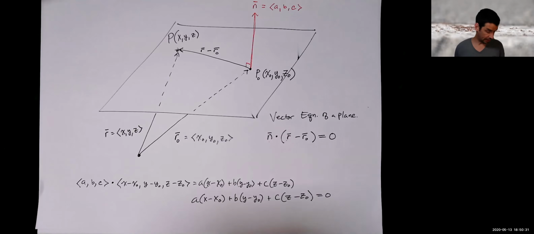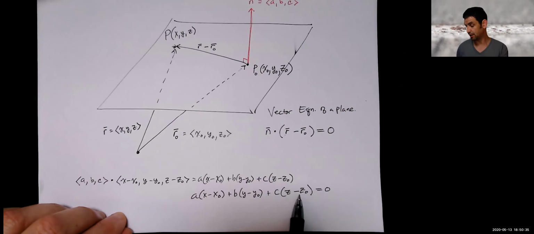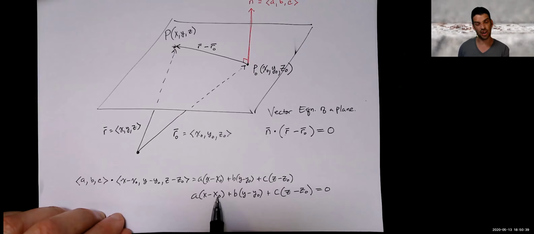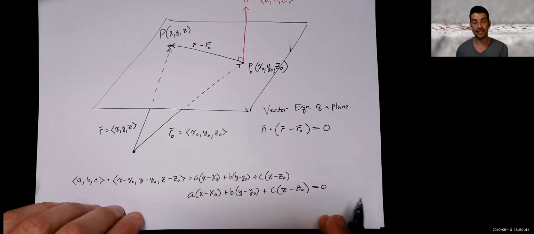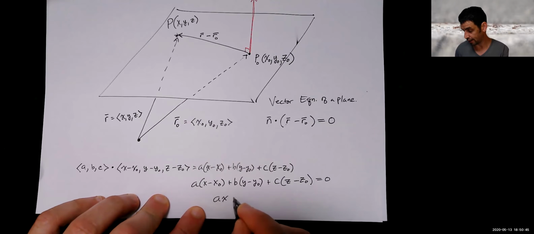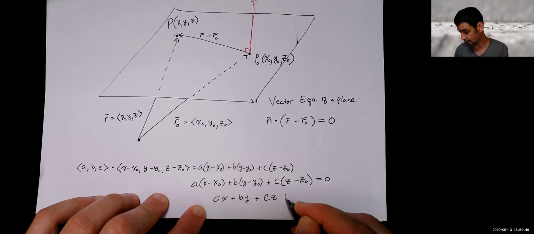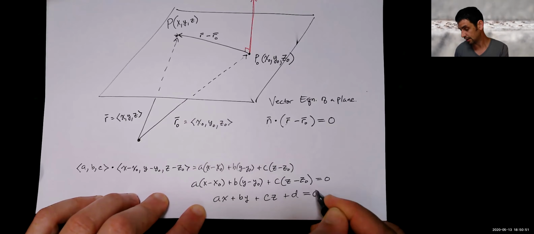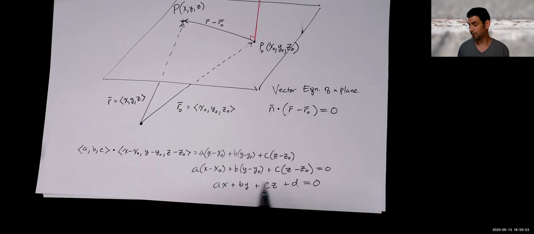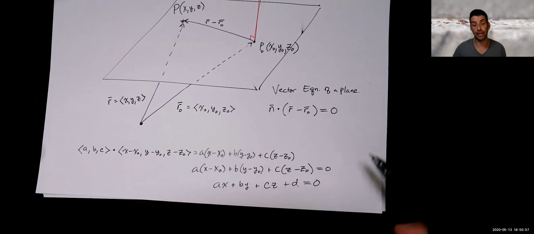And with some pretty obvious algebra, you can expand all of these. Remember, you'll get ax and then a times x naught, that's a constant. So if we expand everything and collect our constants, another way to write this equation is ax plus by plus cz plus d equals 0, right? So either of these are known to be equations of the plane, right?